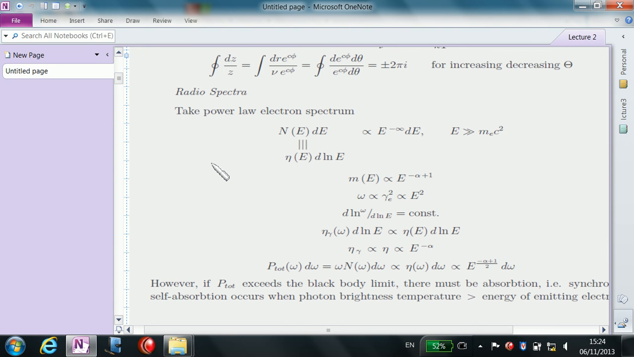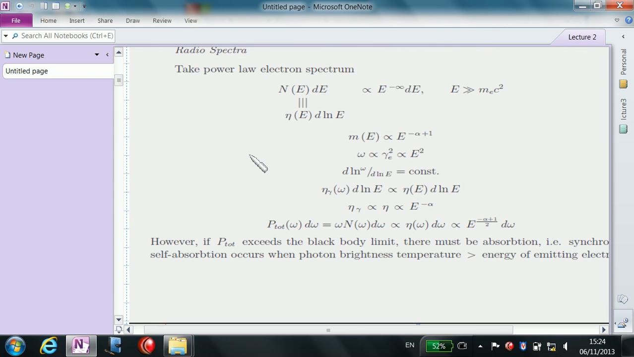It's not enough to say it's the same as the inverse Compton, just the energy density is going to the magnetic field. Yeah, it is, but it is nice to derive it, especially the 4/3. I'm just going to skip it for now and start talking about radio spectra.